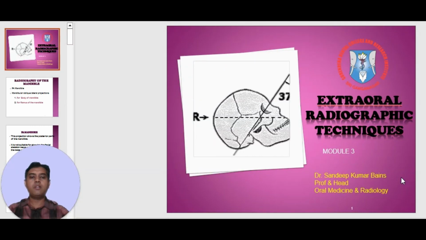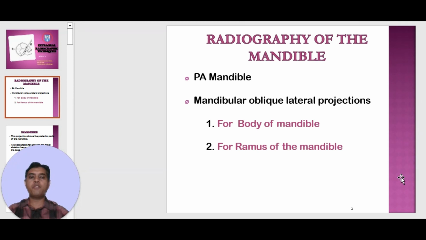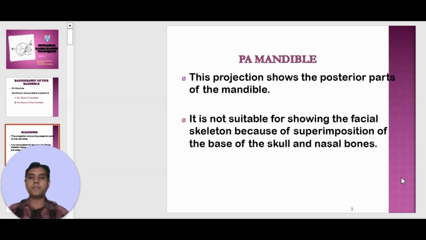Good morning, all. Welcome to Module 3 of Extraoral Radiographic Techniques. Coming to radiography of the mandible, it comprises PA mandible and mandibular oblique lateral projection, that is for the body of the mandible and for the ramus of the mandible.